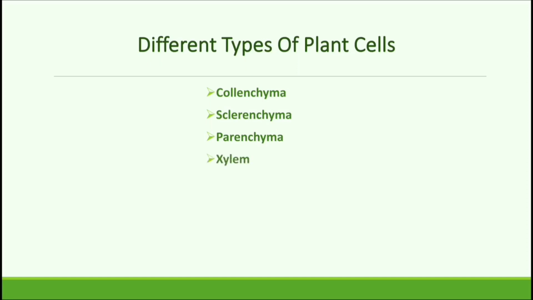Next one is xylem. These are the transport cells of vascular plants. They help in the transport of water and other minerals from roots to leaves and other parts of the plant. And the next one is phloem. These are also a type of transport cells, and they transport food which is prepared by the leaves to the other parts of the plant. So these are the different types of plant cells.